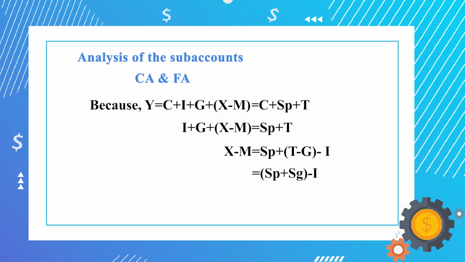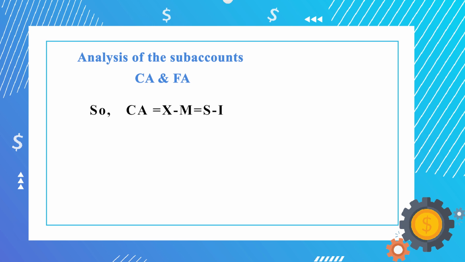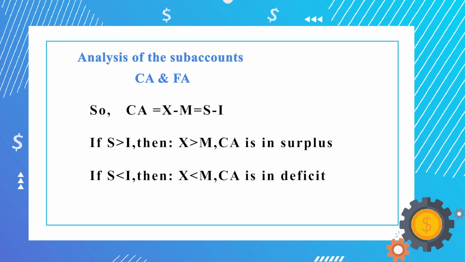The sum of private saving and government saving equals national saving S. So we can get current account equals export minus import equals saving minus investment. If national saving is larger than investment, then export is larger than import, current account is in surplus. If national saving is less than investment, then export is less than import, current account is in deficit.